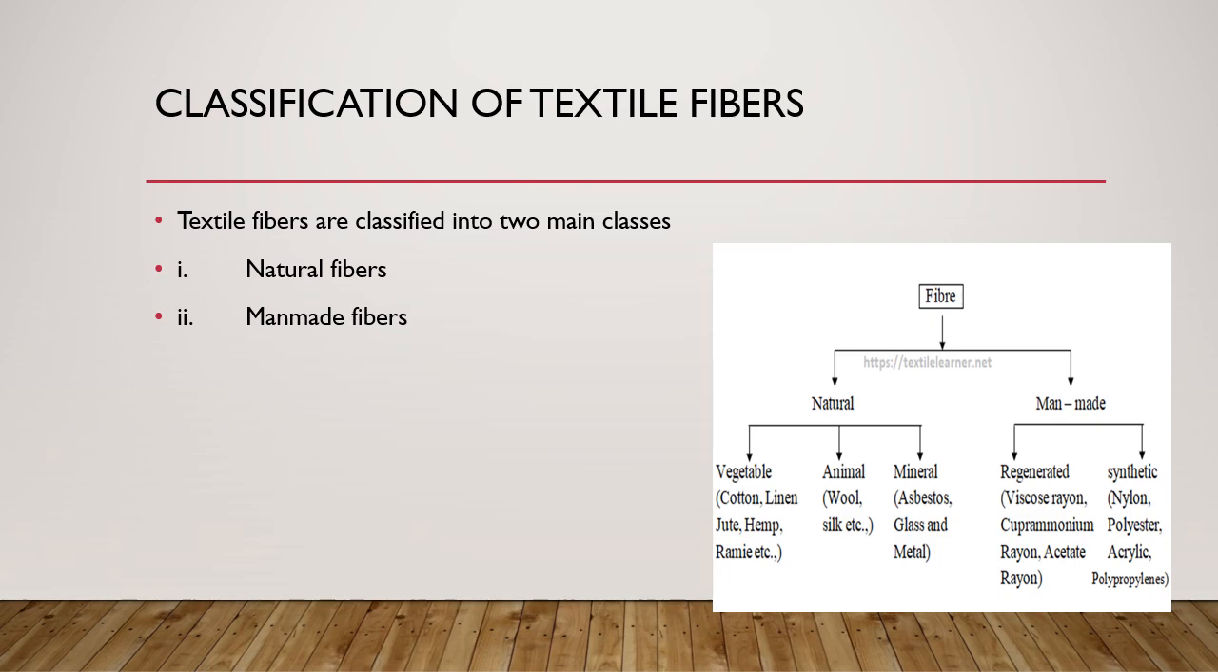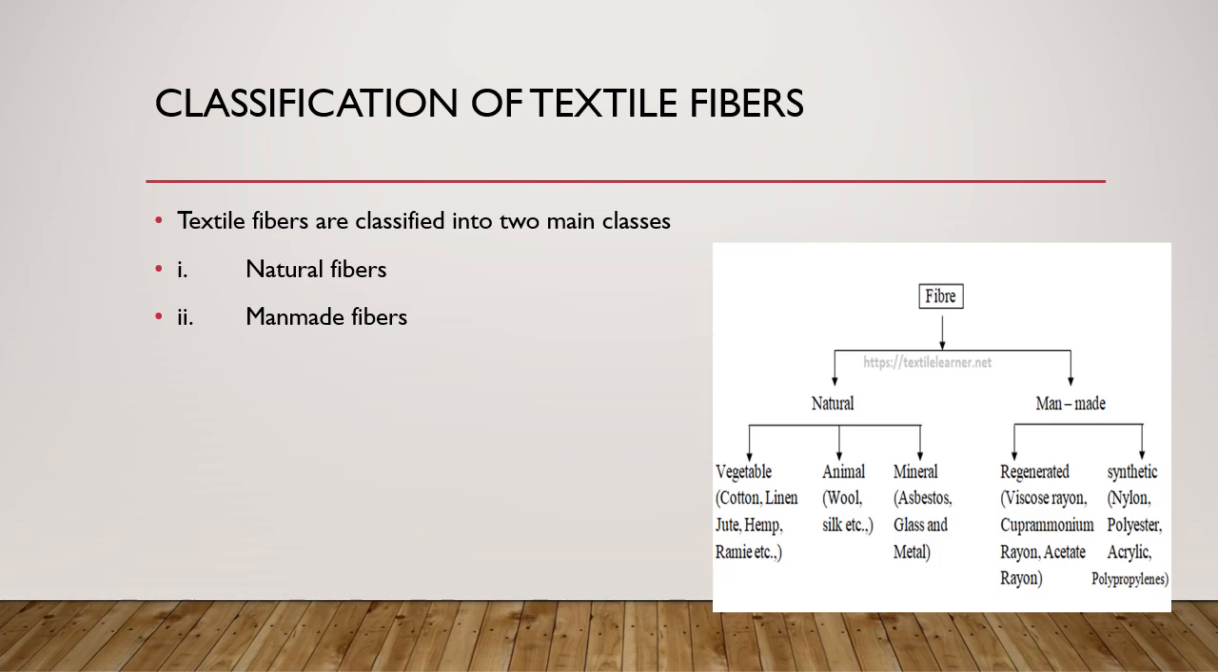Vegetable fibers contain, for example, cotton, an example of a vegetable fiber. You have linen, jute, hemp, and ramie. Then under the animal fibers, we have wool, silk, etc. Then you have mineral. Under the mineral fibers, you have asbestos, glass, and the metallic fibers.